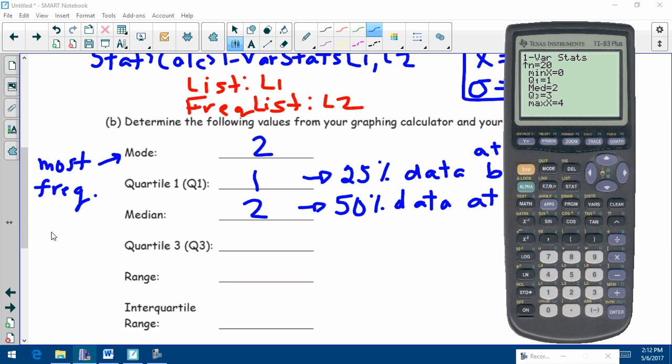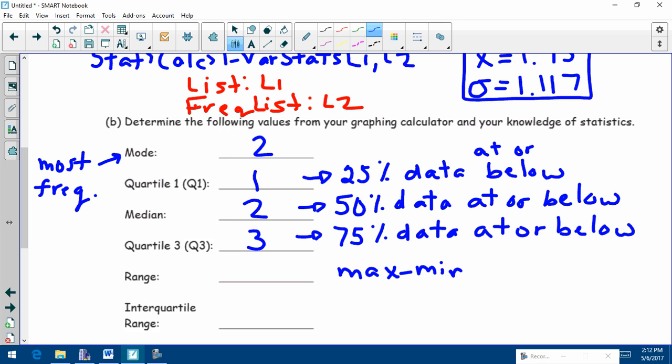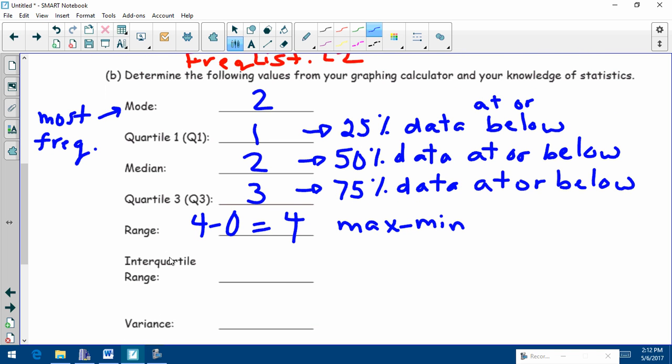Quartile 3 was 3. You can probably guess that's the next quarter, so 75% of the data is at or below that. So 75% of the respondents have 3 or fewer siblings. The range, we always take the max minus the min. For this survey, the maximum number of siblings was 4, min was 0, so our range is 4. Interquartile range is basically what it sounds like, between the 2 quartiles, Q3 minus Q1. So in this case, 3 minus 1, interquartile range is 2.